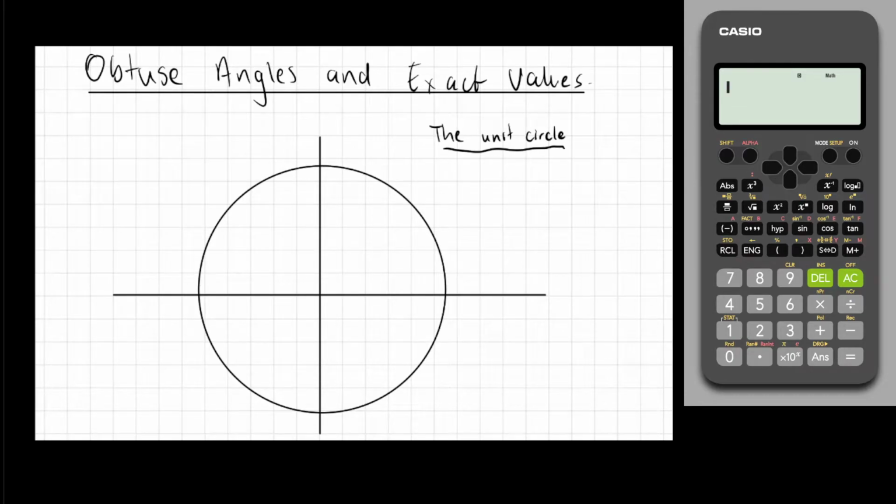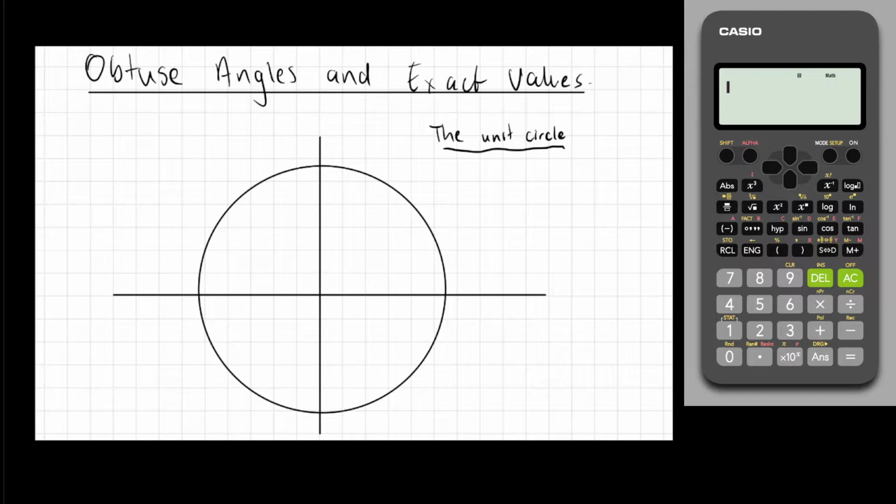Alrighty, so welcome to obtuse angles and exact values. Now, we've been doing trigonometry and it's always involved right angle triangles, okay? And we've made a big emphasis on it being for right angle triangles. However, there are some specific applications when trigonometry is related to a circle, okay?